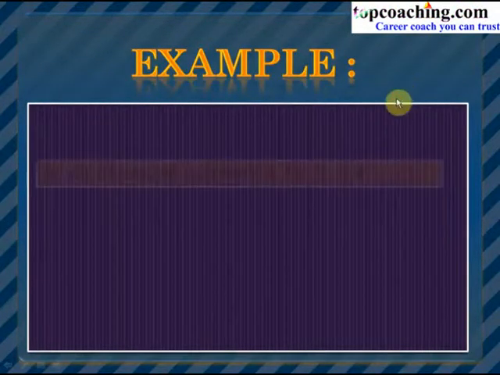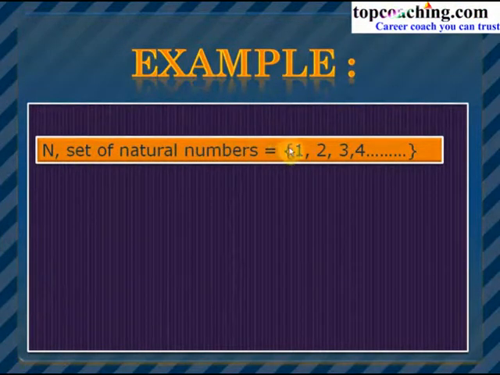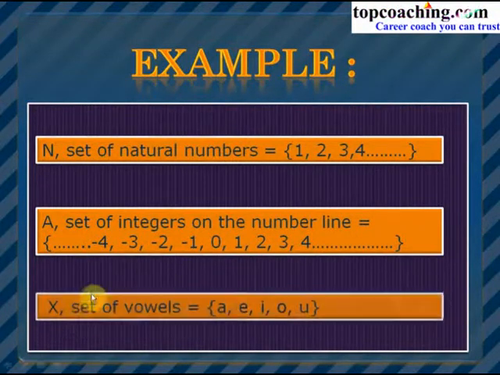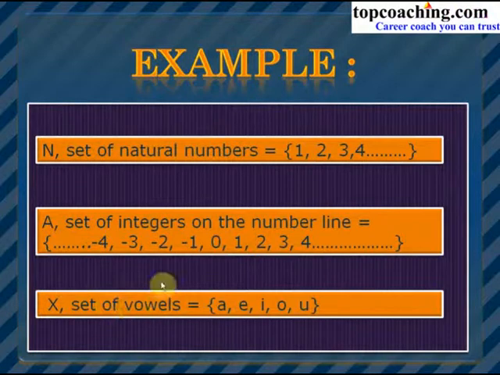Let's take an example. N is a set of natural numbers. So 1, 2, 3, 4 and so on represents a set of natural numbers and this is denoted by N. So N represents a set of natural numbers and the elements of this set would be 1, 2, 3, 4, 5, 6 and so on. All these are a set of integers that are contained on the number line. So this represents a set of integers on the number line. Similarly, if we want to represent a set of vowels, then the elements would be a, e, i, o, u. So X represents a set of vowels, the elements of which are a, e, i, o, u. So these are some of the examples of sets.